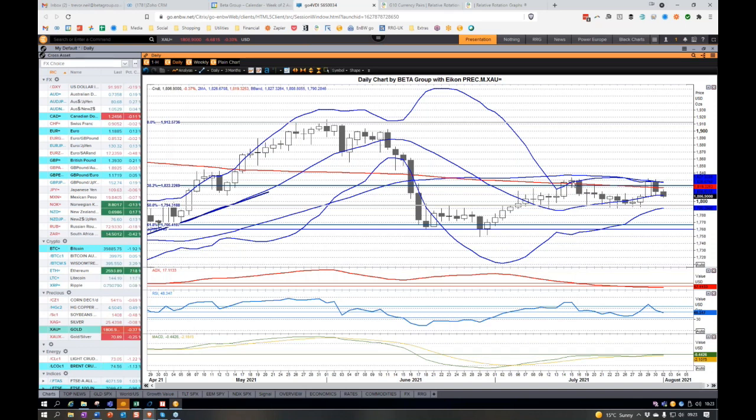So here we are testing this level. Is it going to break it? It's gone neutral on the RSI. The MACD is slightly positive, barely positive. The Bollinger Bands are narrow. There's not a lot of energy in this.